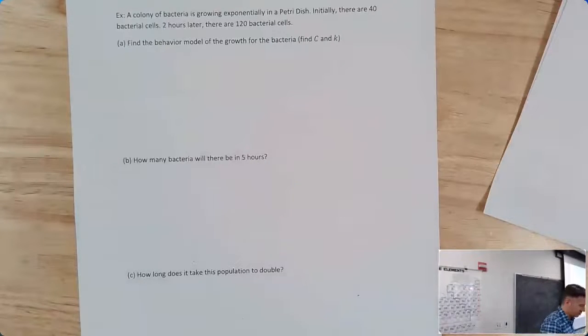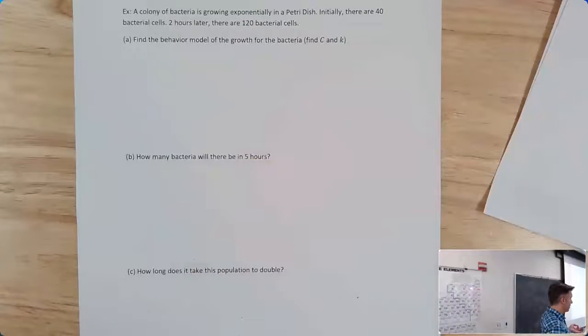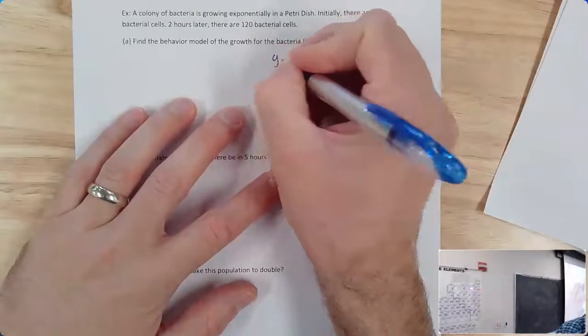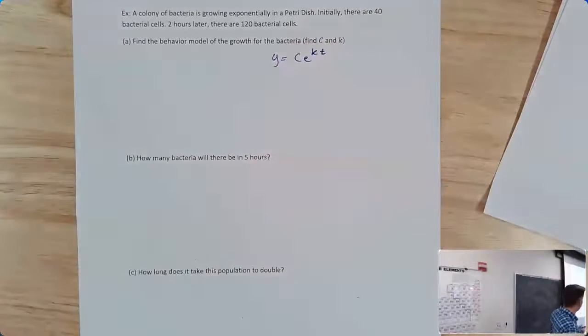A colony of bacteria is growing exponentially in a petri dish. Initially, there are 40 bacterial cells. 2 hours later, there are 120 bacterial cells. Find the behavior model of the growth of the bacteria. In other words, find C and K. So if someone says find the model, we already know we're starting with y equals c e to the k t. So we have y equal to c e to the k t. And our job, first and foremost, is to find out what c and what k are.